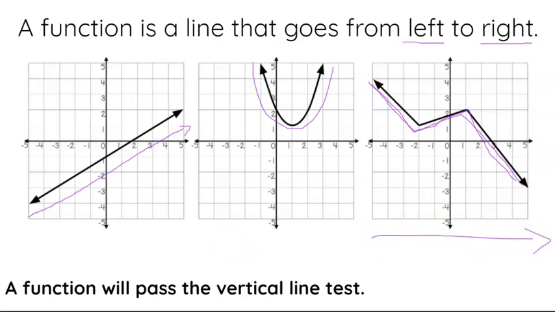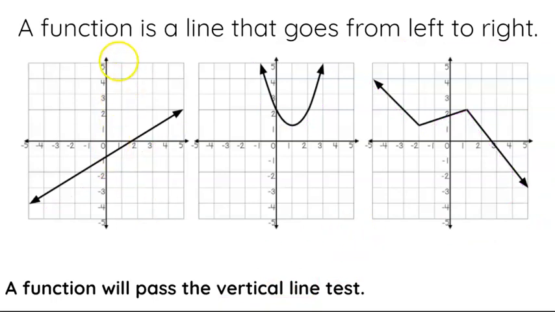Another way to look at a graph of a function and know that it is a function is that it's going to pass the vertical line test. What that means is if we draw a vertical line, a line that goes up and down, we will only cross through that graph at any point one time. I can draw as many vertical lines as I want, but that vertical line is only going to touch that graph one time.